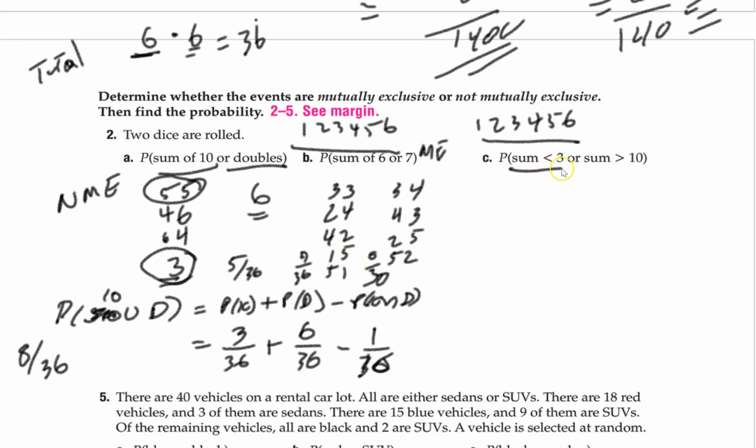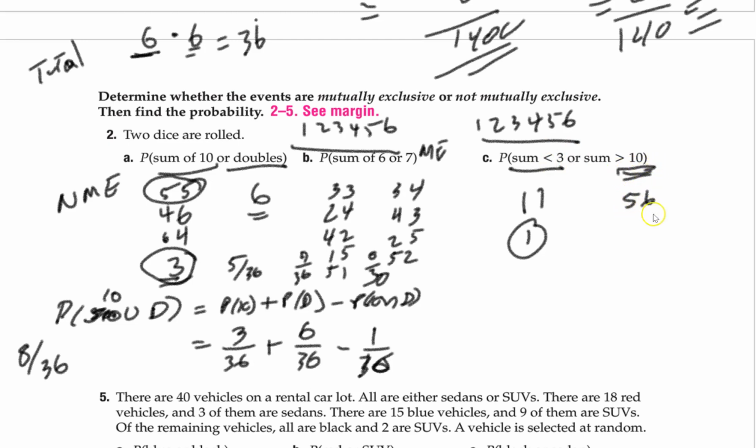How about this one? Sum less than 3. Remember, it can't be 3, it has to be less than 3. There's actually only one way to get something less than 3. 1 and 1. So only one way to get a sum less than 3. Right? Because if I do 2 and 1, I get 3, and I have to be less than 3. A sum greater than 10.